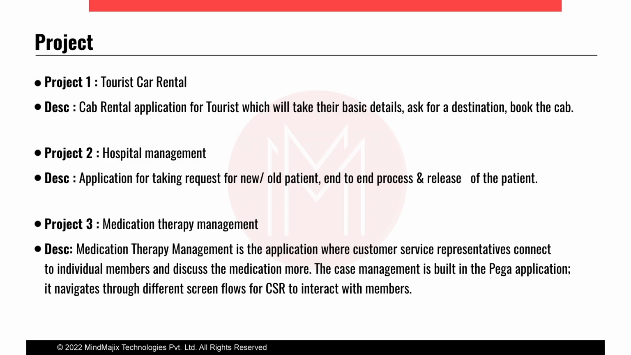One is a tourist car rental, as I gave the example of the Ola application. There you need to create an application where a tourist can give their basic details, ask for a destination and book the cab. Here you can also explore the topic of Google Maps inside Pega, because now Google Maps is also integrated with the Pega application.